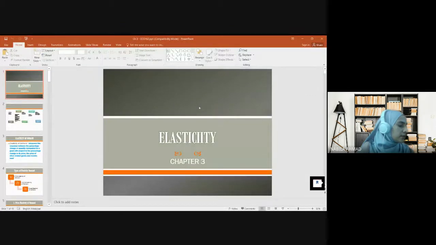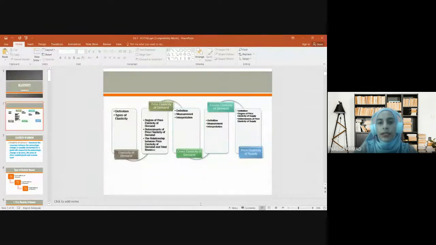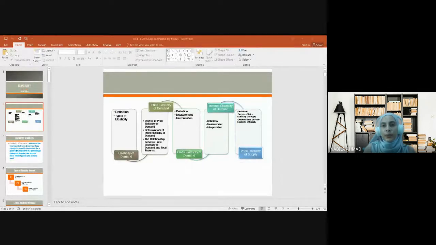So alright, hari ni kita akan continue dengan chapter 3. Sebab kita dah habis chapter 2, betul tak? Betul. Okay, ya. So kita akan belajar chapter 3 hari ini, elasticity. So apa yang kita akan belajar adalah elasticity of demand. Dalam elasticity of demand ada 3 jenis elasticity: price elasticity of demand, cross elasticity of demand and income elasticity of demand. And kita akan belajar elasticity of supply. Elasticity of supply ni ada satu saja jenis, iaitu price elasticity of supply.